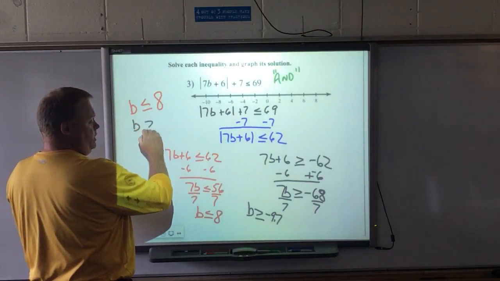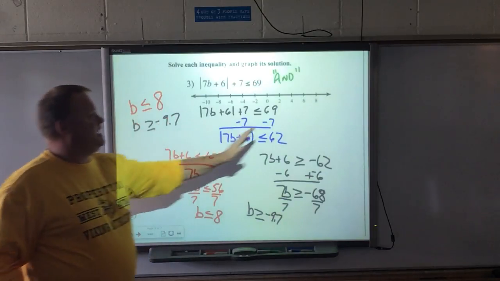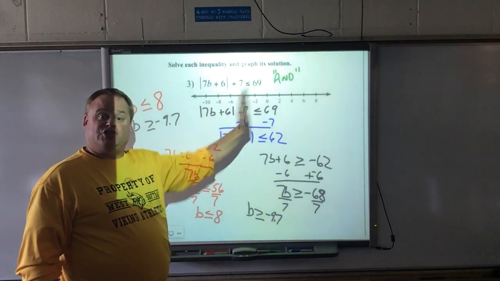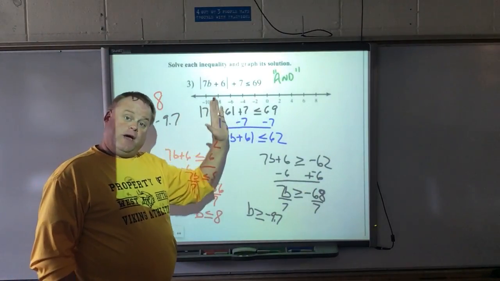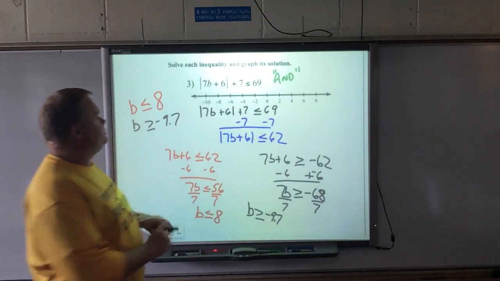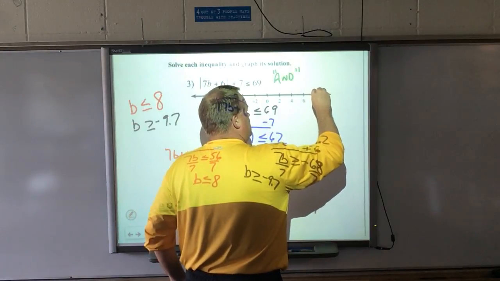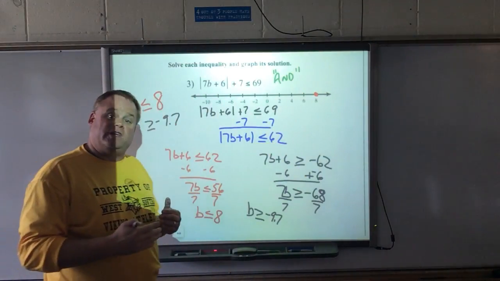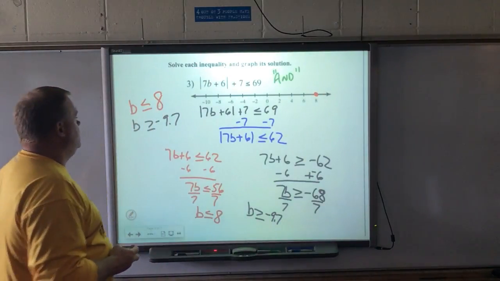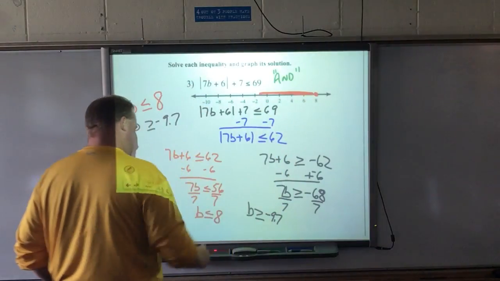So as I look at this and I want to graph this, let me put that other point up there for you. I've got b less than or equal to 8 and b greater than or equal to negative 9.7. So I do have an and graph here. Let's do it. Less than or equal to 8. I am a closed circle at 8. Remember, the equal to bar underneath tells me it's a closed circle. And I'm going to be going this direction because I'm less than, right?